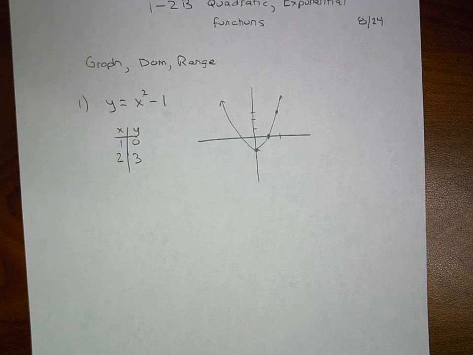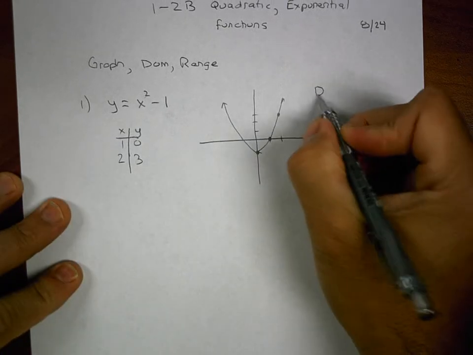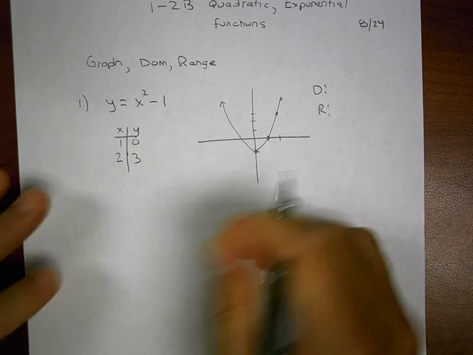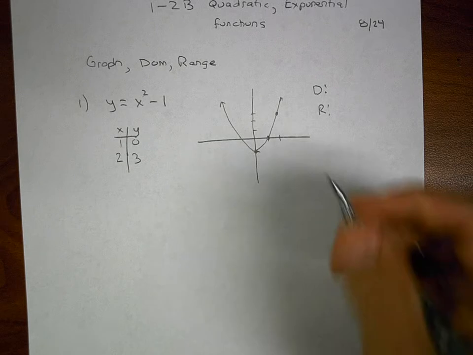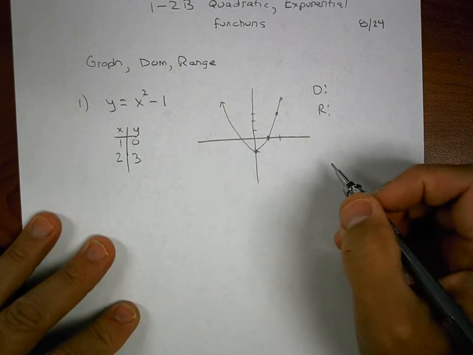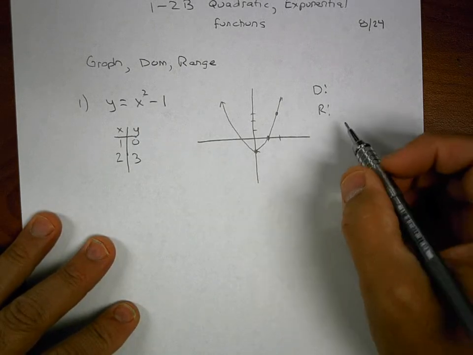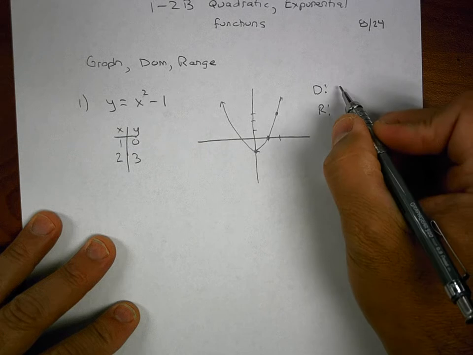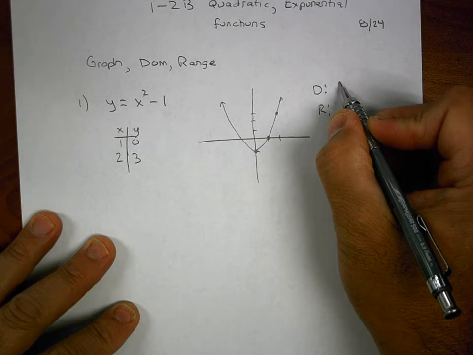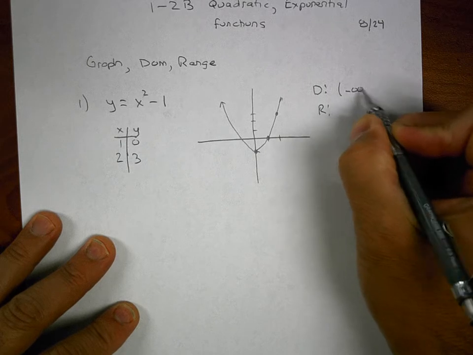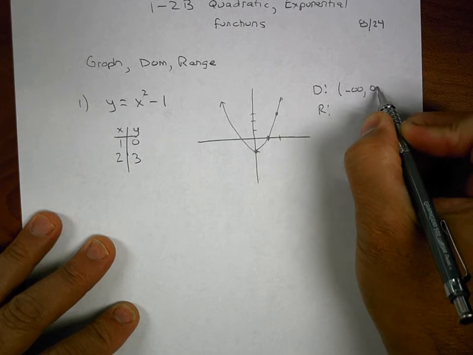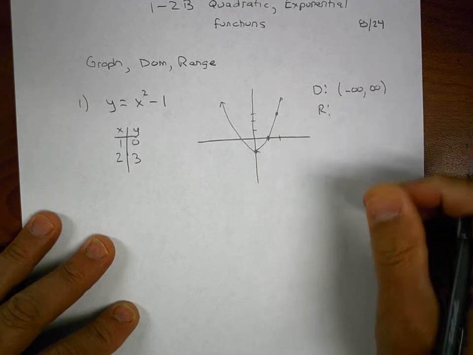All right, domain and range. I want to call on you guys for domain and range. We should be a little bit better at this. So domain, Josiah? All real numbers. Okay, and if I wanted to write that in interval notation, that would be from negative infinity to positive infinity. There you go.